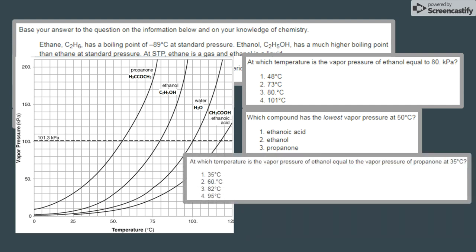At which temperature is the vapor pressure of ethanol equal to the vapor pressure of propanone at 35 degrees Celsius? So for this problem, it actually gives you two bits of information: the vapor pressure of propanone at 35 degrees, and then it's asking you at what temperature is the vapor pressure of ethanol at that point.